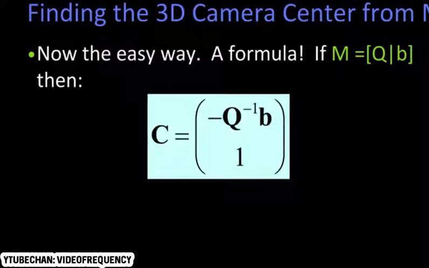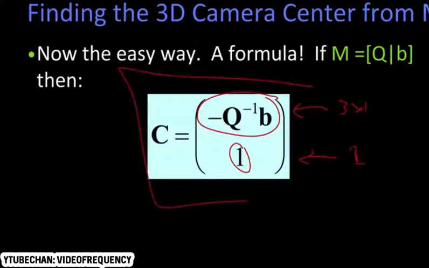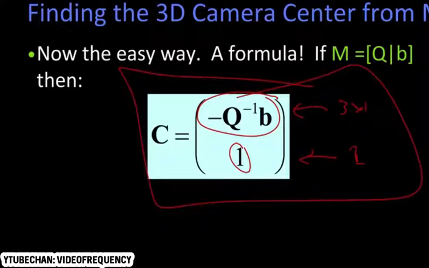So if M is equal to QB, as I said before, then the center is just found by taking this quantity above, that quantity in a vector. Remember Q is a 3 by 3, so minus Q inverse is a 3 by 3, B is a 3 by 1, so this is a 3 by 1, and then I add the 1 there. That is the vector that is the camera center in the world coordinate frame.